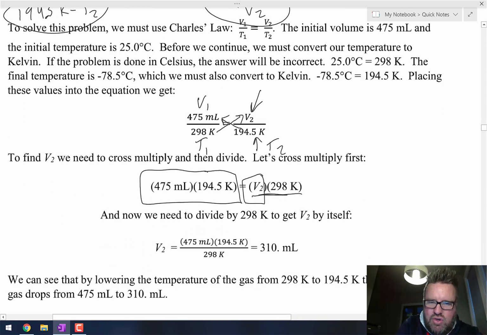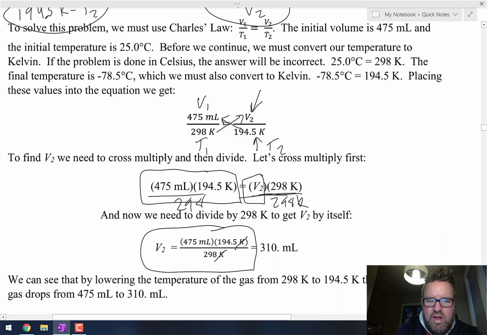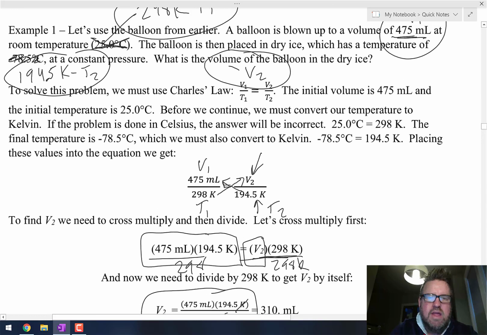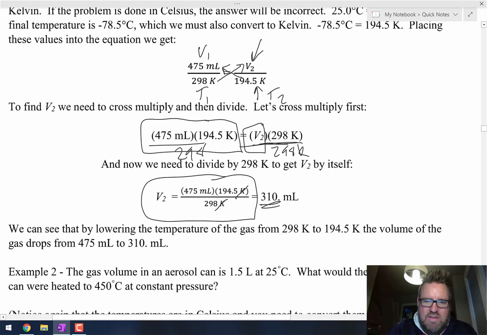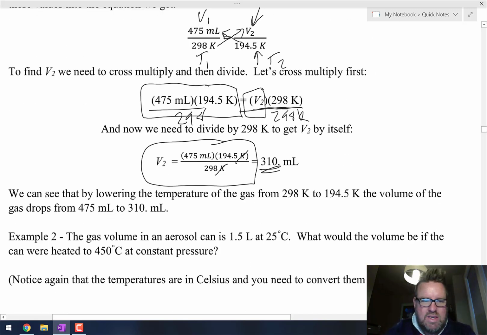So we divide both sides by 298 Kelvin. You can see that here. And then you can see Kelvin over Kelvin is going to cancel. And we're left with 475 times 194.5 over 298 equals 310 milliliters. Now, does that make sense? Does it make sense that it was at 475 and you made it colder, and so now it's at 310? Absolutely yes. Certainly that is valid, it makes sense.